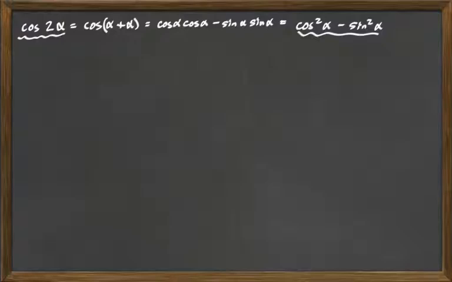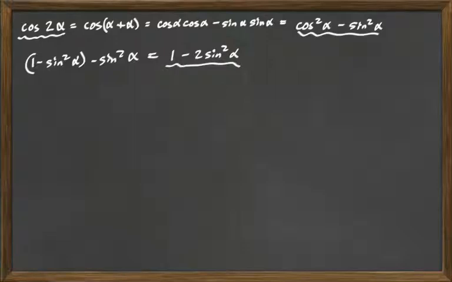And then because we got a cosine squared and a sine squared, we can use our Pythagorean identities. And we can sub out the cosine squared alpha with 1 minus sine squared alpha. And then it says minus sine squared alpha. And then when we go negative sine squared alpha plus negative sine squared alpha, we get negative 2 sine squared alpha. And that there you have it, is another formula for cosine 2 alpha.